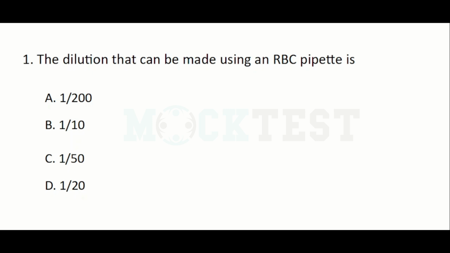The dilution that can be made using an RBC pipette is option A 1/200, option B 1/10, option C 1/50, option D 1/20. The dilution that can be made using an RBC pipette is 1/200.